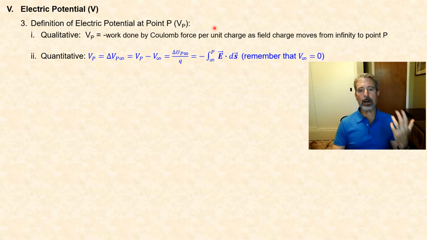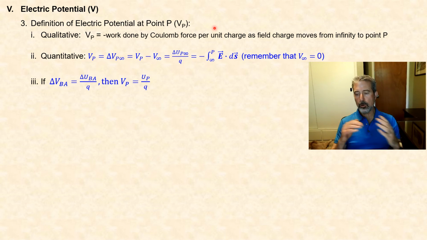And okay, we'll say here, and hopefully this makes sense to you, that if the electric potential difference is a measure of the electric potential energy difference per charge, then hopefully it makes sense to you that the electric potential at a given point is simply the electric potential energy at that given point divided by the charge. Okay, so nothing earth-shattering here.